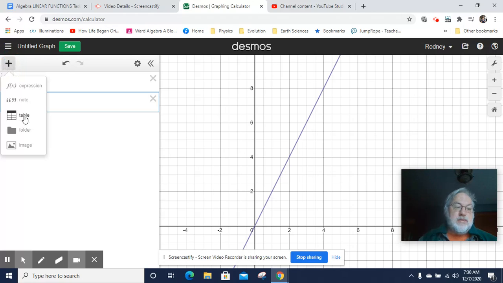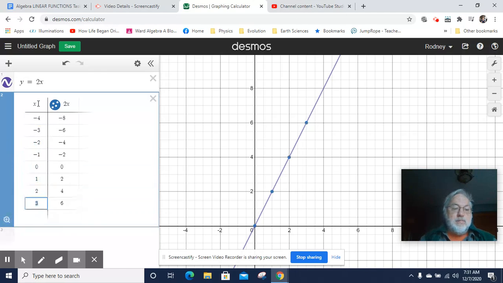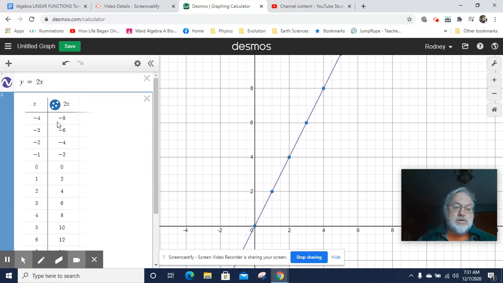And we can make a table and plug that in here. So I'll make this x, and this will be 2x. I will just say negative 4, negative 3, and whatever I put in there is going to be 2 times the x value. Notice that when x is 0, y will be 0 too, because 0 times 2 is just going to be 0. So that means this line will go through the origin at 0, 0.